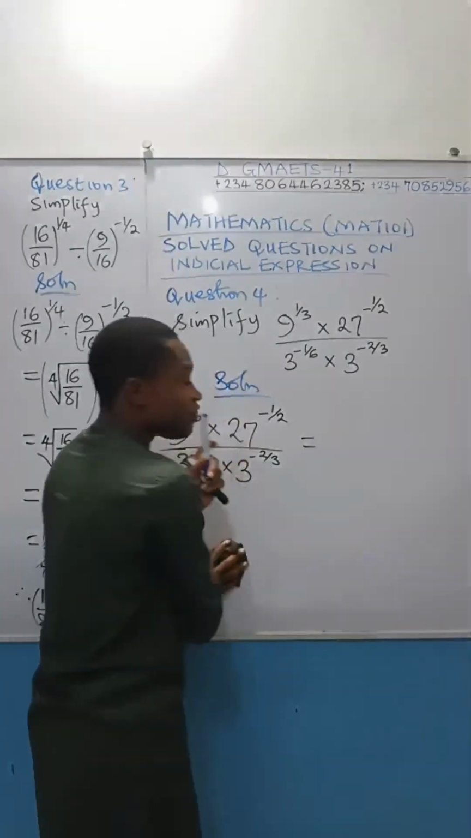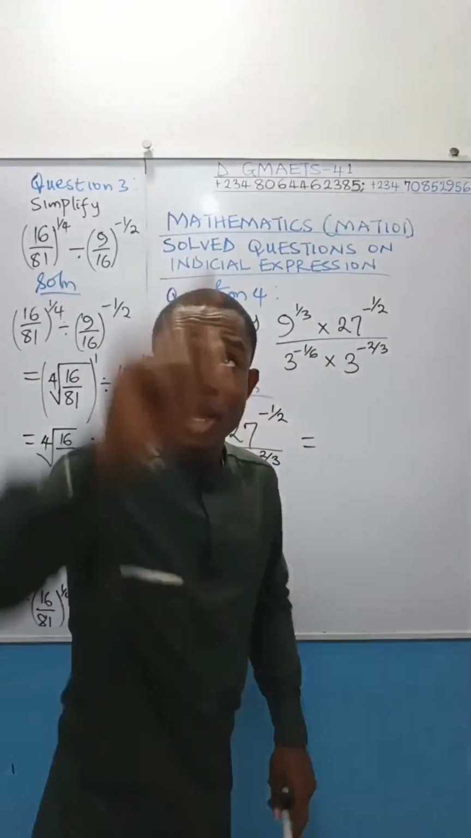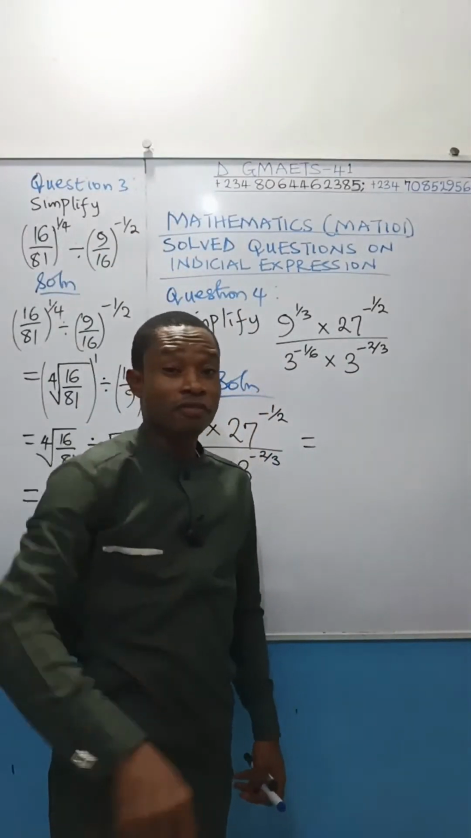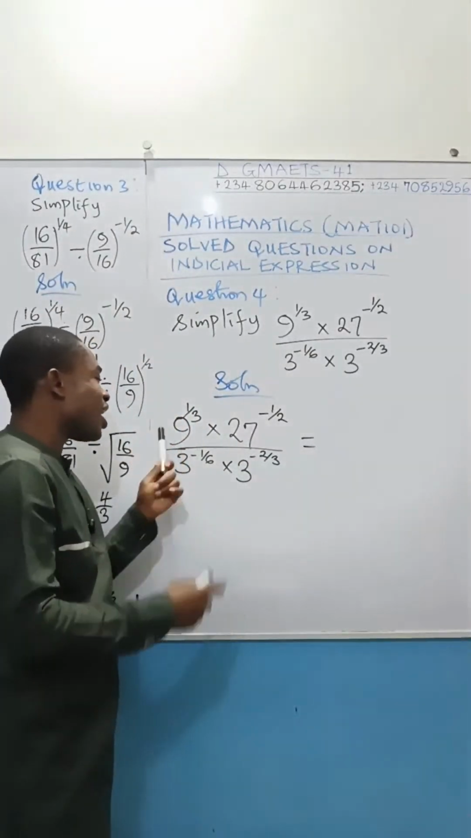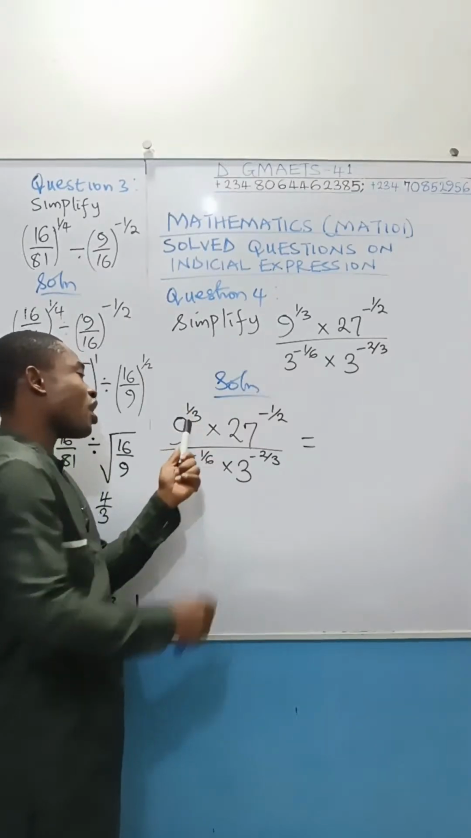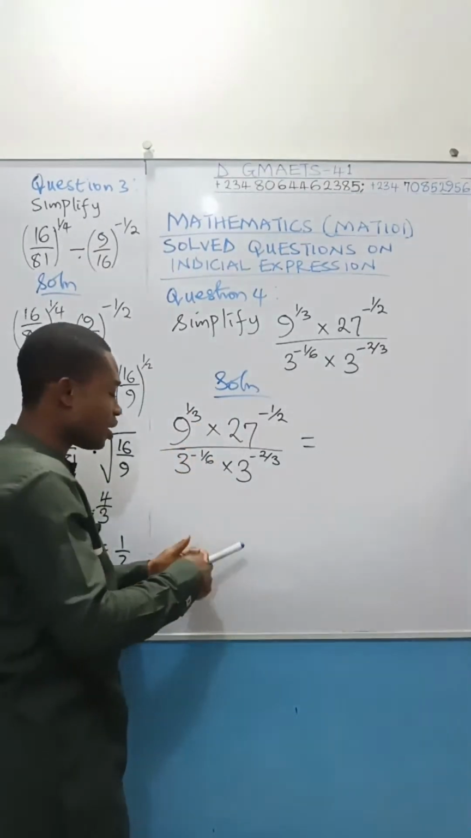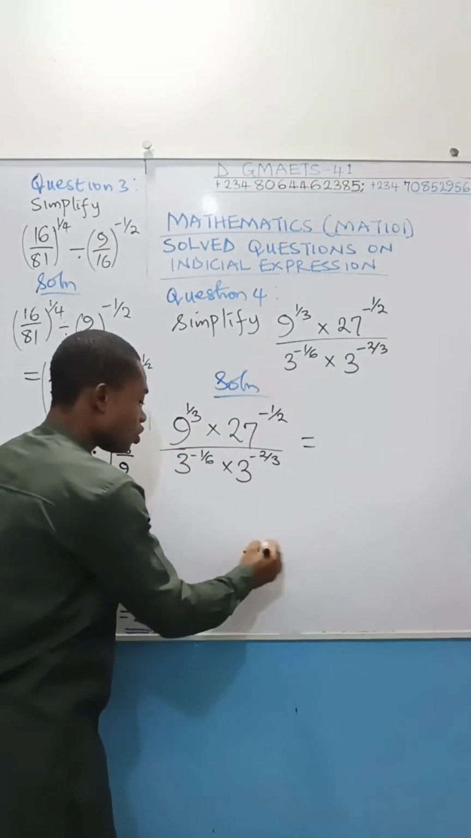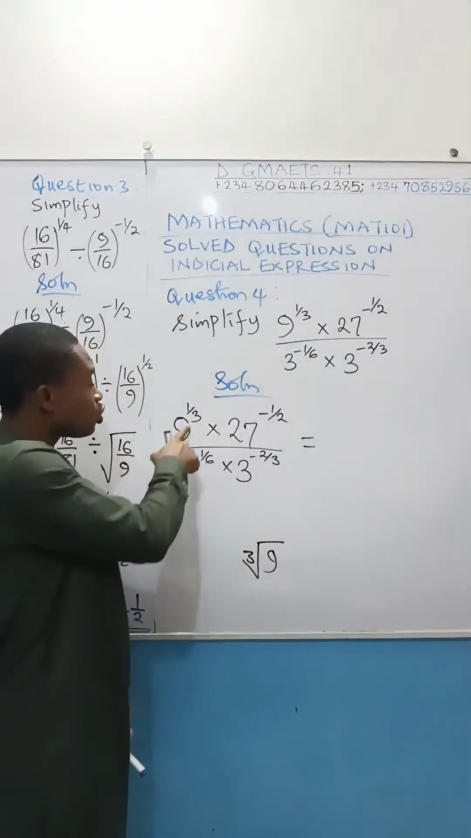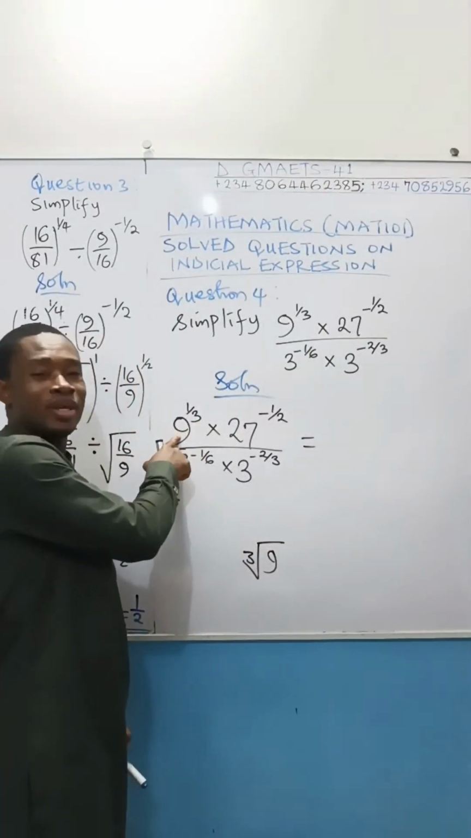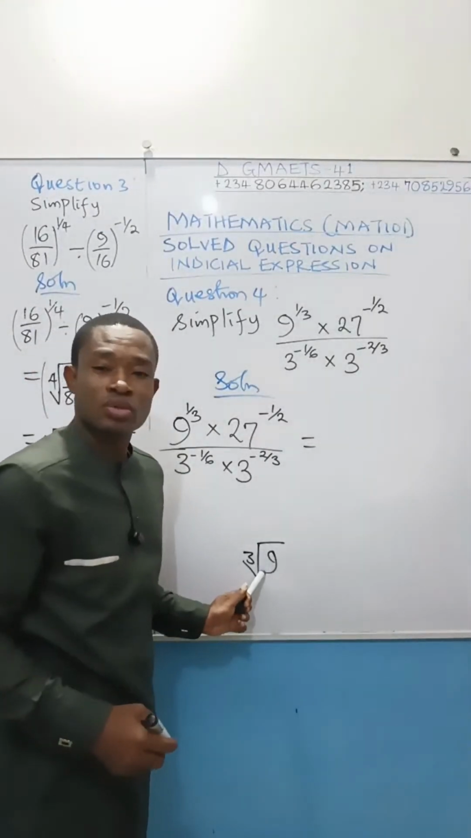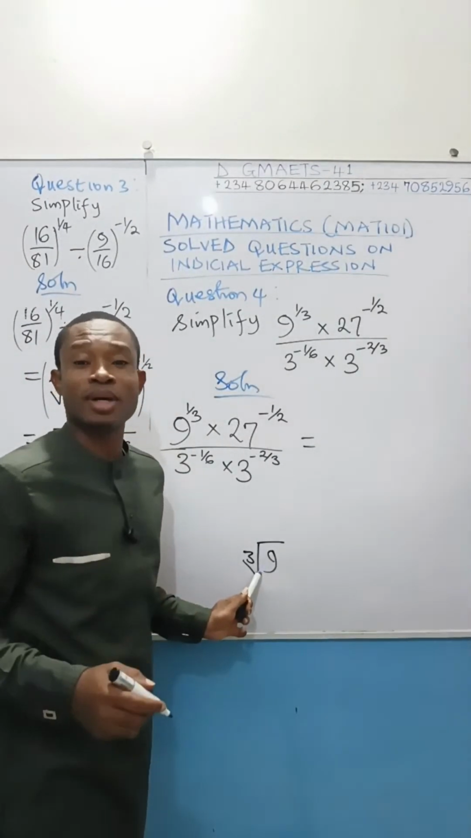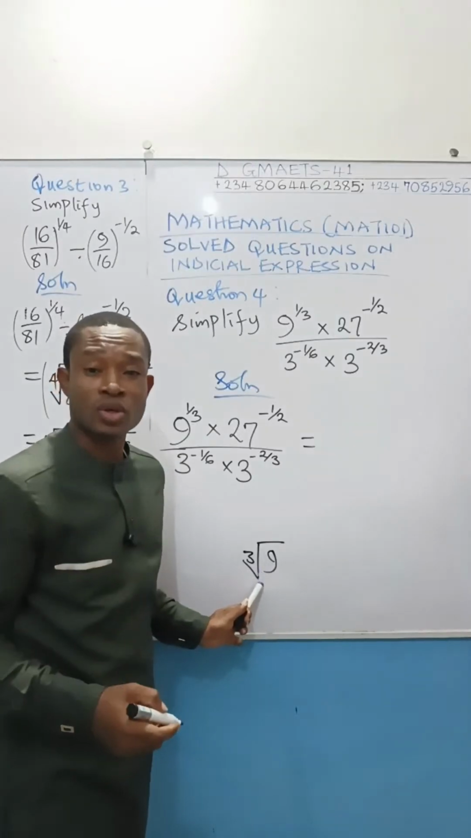Always write your power very clear, above, on top of the base. So we go. Now, this 9 raised to 1 over 3, because you have over 3, it is the same as cube root of 9. Cube root of the base 9. Unfortunately, 9 does not have a cube root, except if you get the answer in decimal, which you would want to use a calculator for.